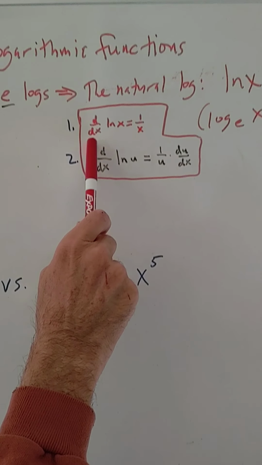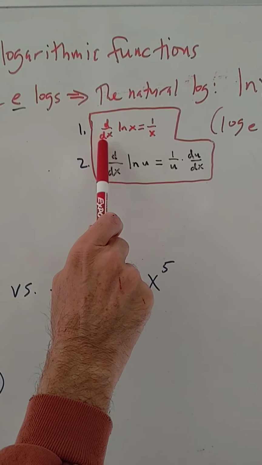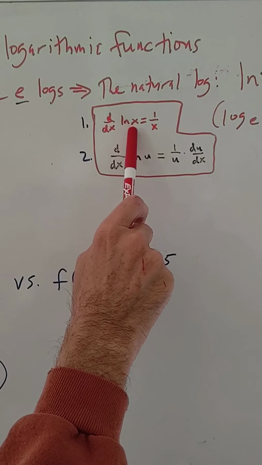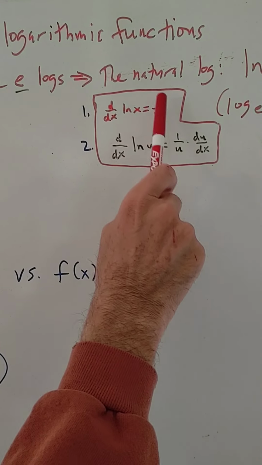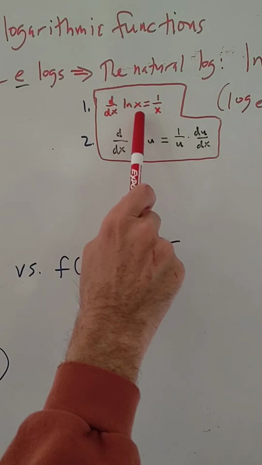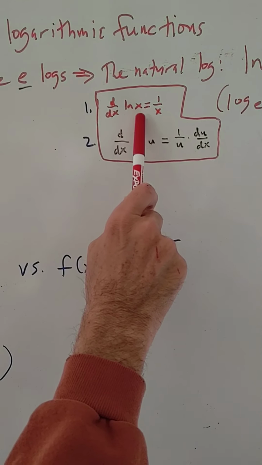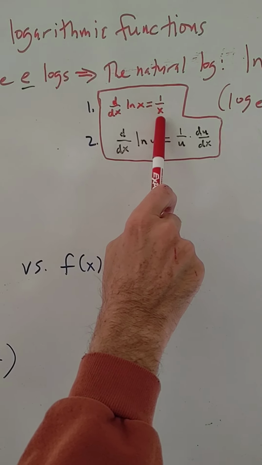And now here are the two rules for derivatives of these natural logs where the base is e. Here's the first rule. If you want to take the derivative d dx of ln of x, the answer is going to be 1 over the argument. This argument is x. So the derivative of the natural log of x is just 1 over x.